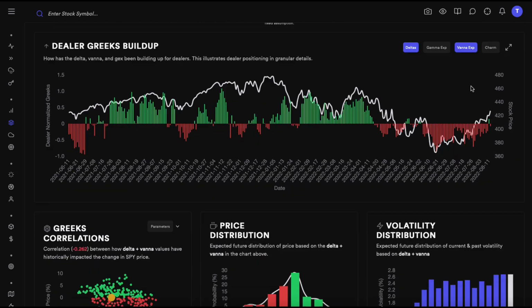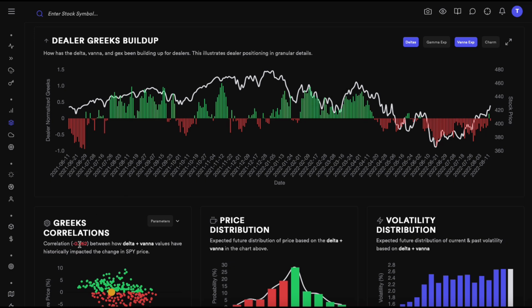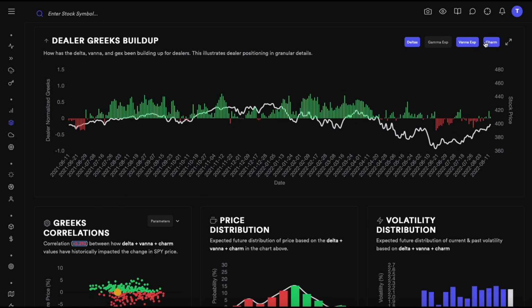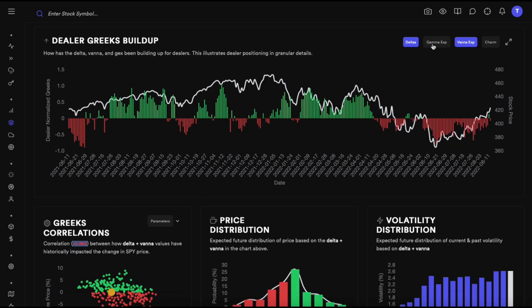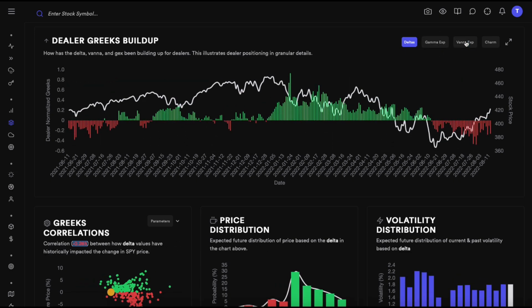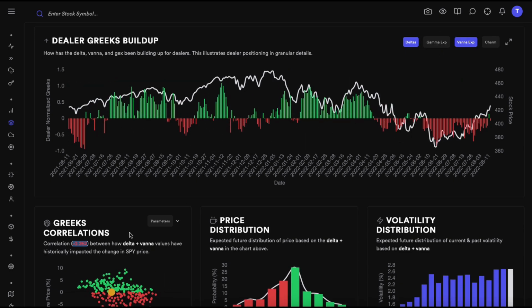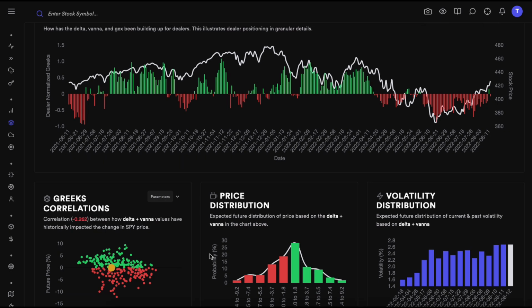Then you can also, so minus 0.26, still good. This decrease, so let's just skip this. And so it looks like just looking at deltas or delta and Vanna gives us the best correlation. So just stick with those. With individual names, sometimes you might also see gamma. Sometimes charm might also work really well.